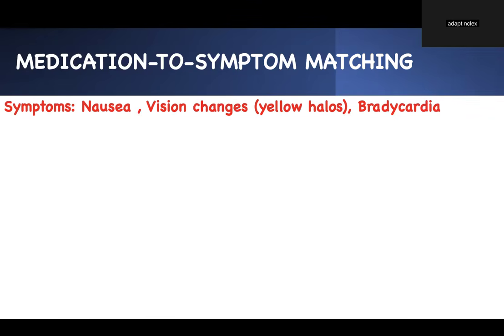Number 1, you have nausea, vision changes because you take some medication, and you see yellow halos, and you have bradycardia. What do you think? Which common medication would do that? Common top medication, NCLEX will ask you. I have a bunch of videos about 40 tops, 5 you have to know. A bunch of them, pharmacology.